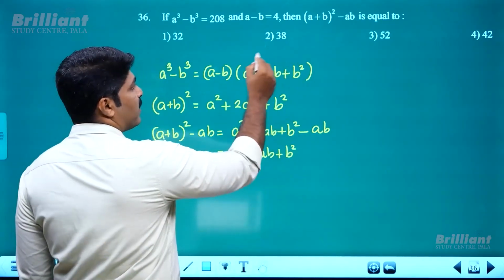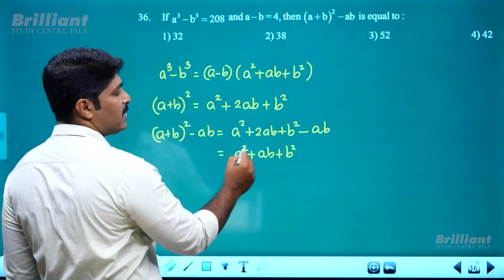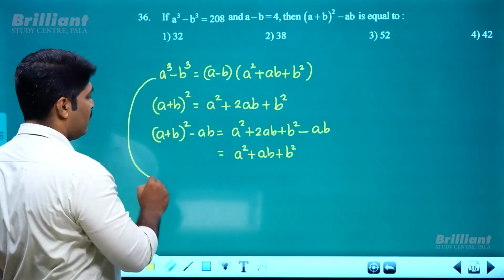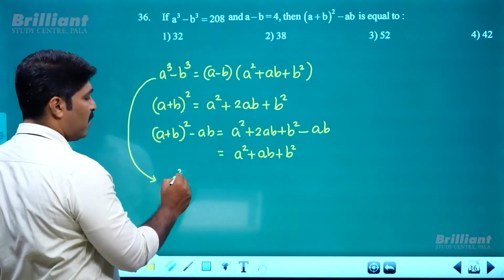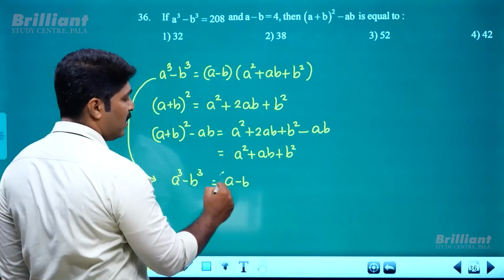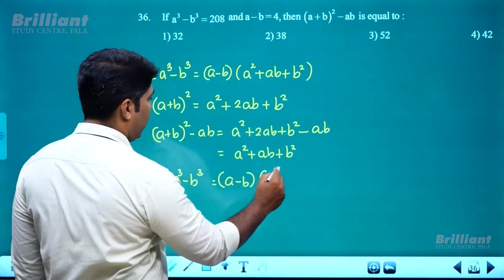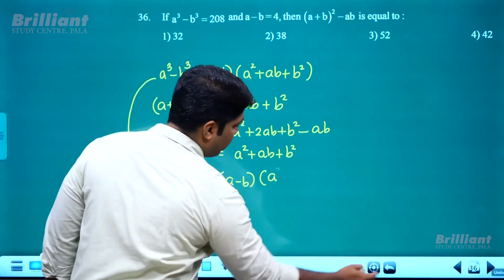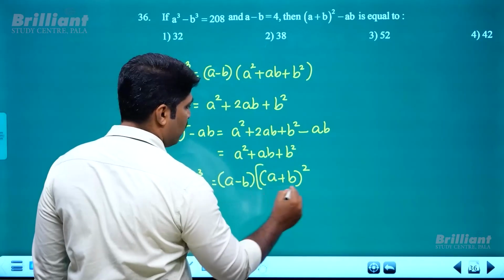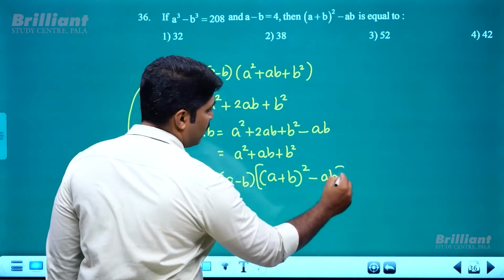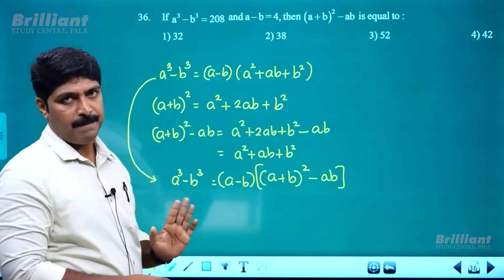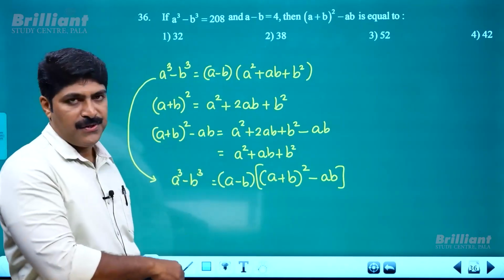So just observe this one. This is a square plus ab plus b square. So then how can we convert this result? This is a cube minus b cube. We can write it in the form a minus b into a plus b the whole square minus ab. So we just substitute this expression instead of this expression. So that's the trick behind this question.